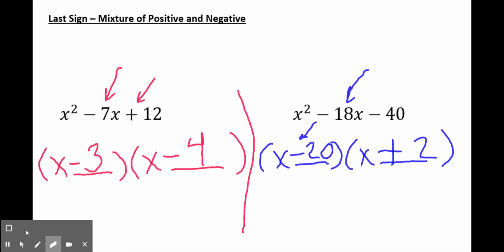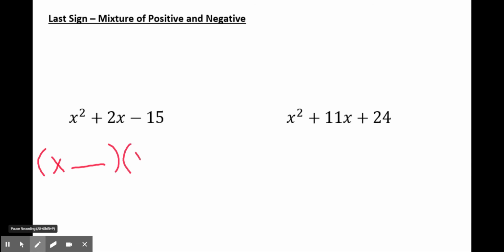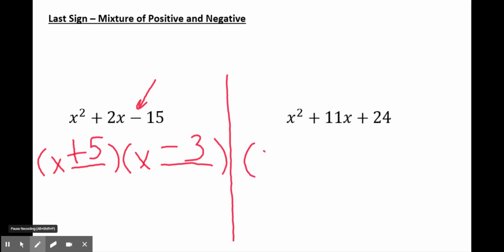All right, let's take a look at just 2 more, and that'll be the last ones we do for today. So this one, again, just x blank every time. I know that 5 times 3 gives me 15. 5 minus 3 would give me 2. So since that last sign is negative, signs are the opposite. The larger number gets the middle sign. The other one's opposite. All right, here again, one more.